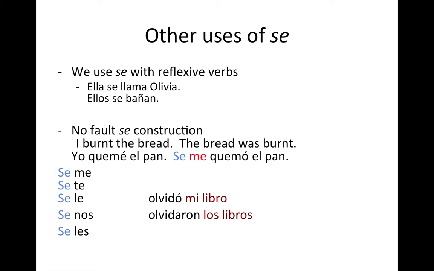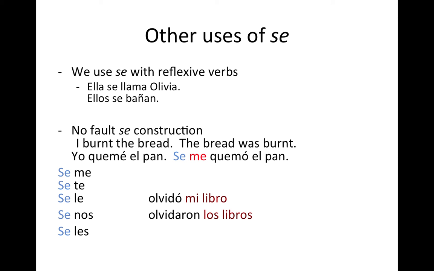So when you use no-fault SE construction, you do not take active blame for what happened. You say, that happened to me. So instead of being a subject, you become an object of an action. You become the receiver of an action. So it's not I burnt it, it's that this burning happened to me. These no-fault SE constructions would always begin with se. That doesn't change. It doesn't matter who you speak of, who that happened to. They all begin with se.